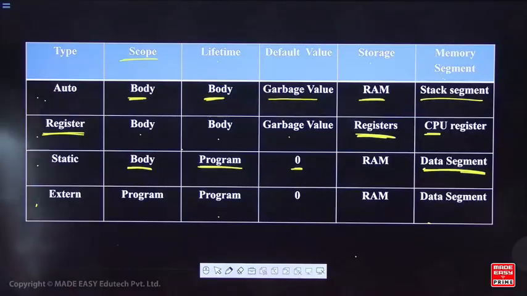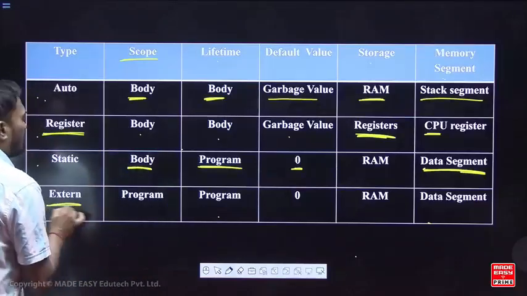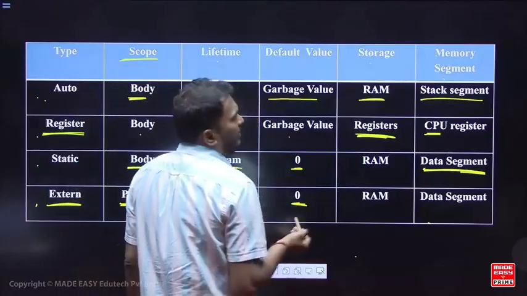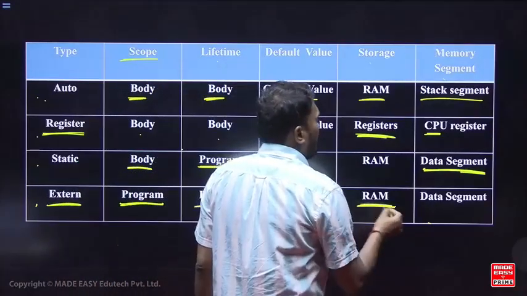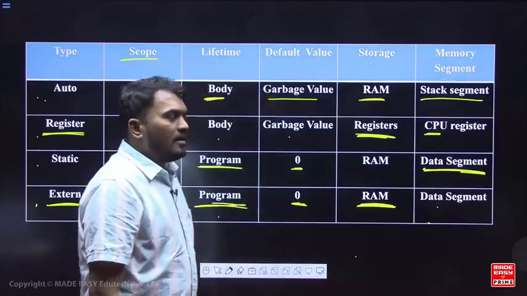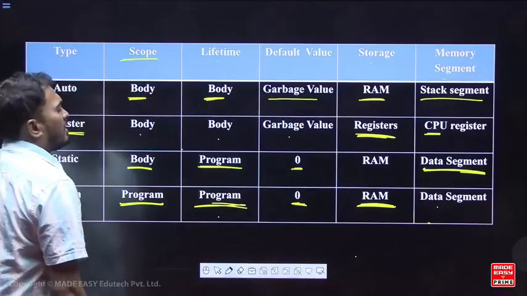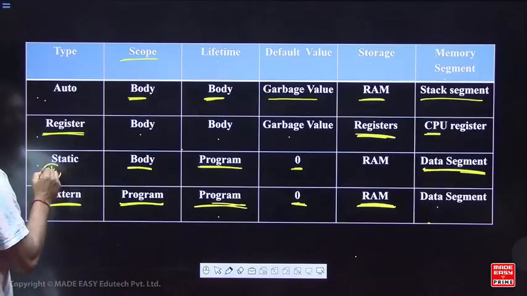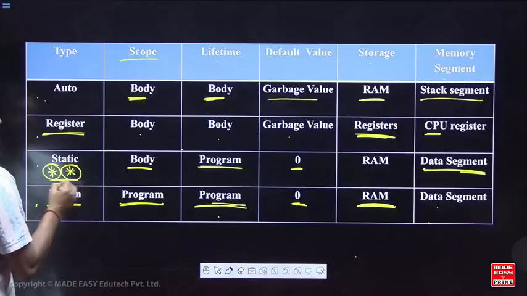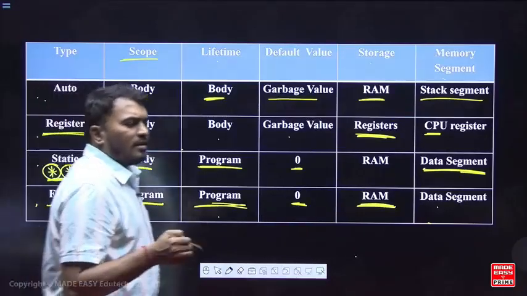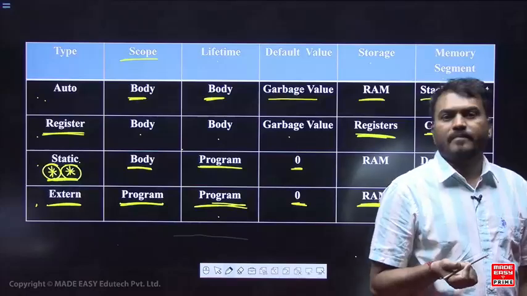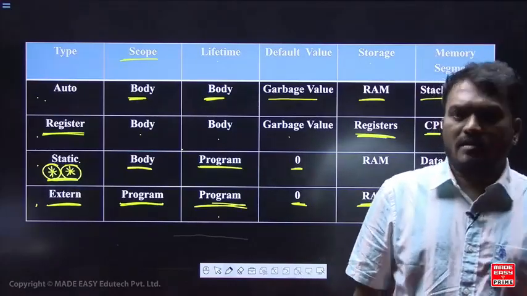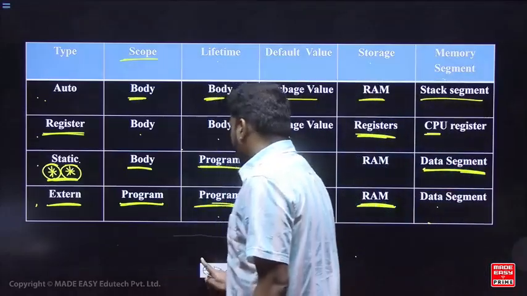Is this clear for everyone? And next, now coming to the external storage class, scope is the entire program, lifetime also entire program. If it is not initialized, default contains 0, and the storage is the main memory, and in which segment? Data segment. So remember, among all these storage classes, what is more important? Static is the more important. Static storage class is very, very important. Every year definitely the question comes from the static storage class. Is this clear for everyone?